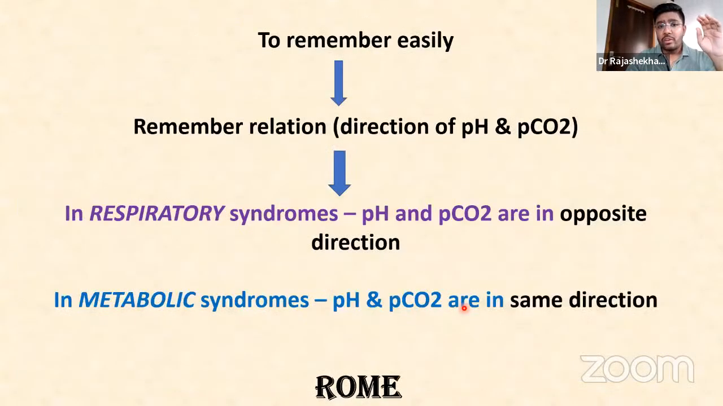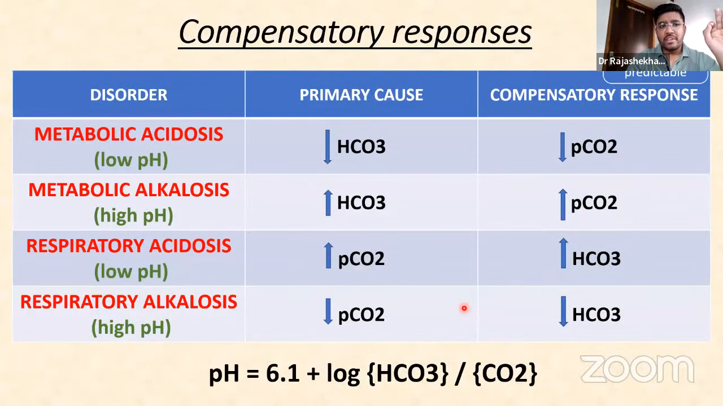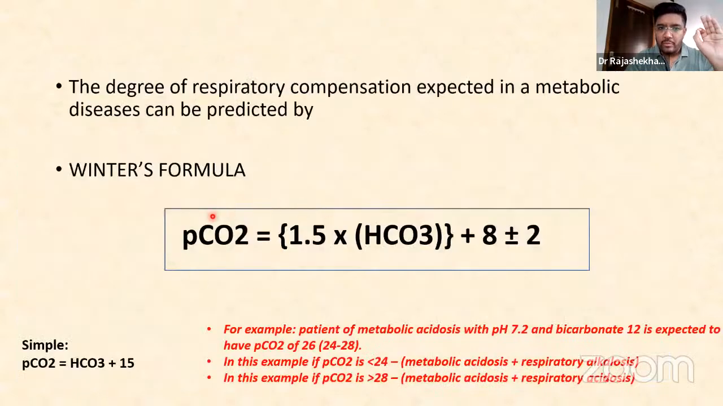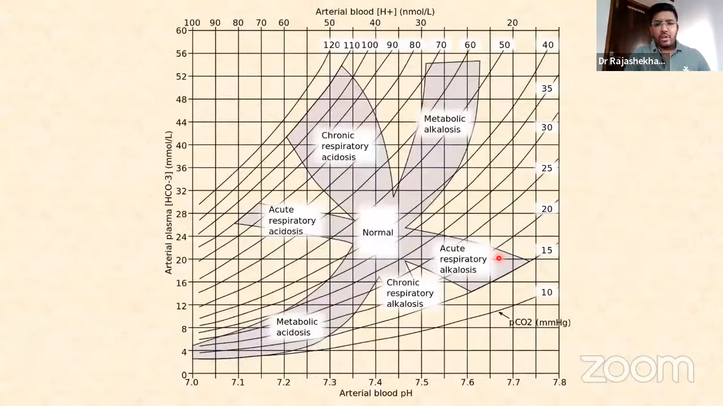So we know the primary disturbances here. The metabolic disturbance is mainly because of bicarbonate. The respiratory disturbance is mainly because of carbon dioxide. And we know the compensation. In case of metabolic acidosis, the expected carbon dioxide concentration is usually 1.5 times the bicarbonate plus 8, plus or minus 2. I think you all are with me in this discussion.